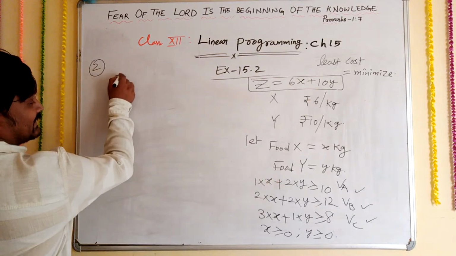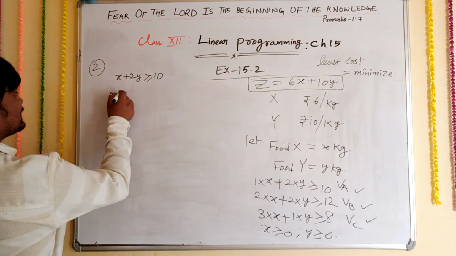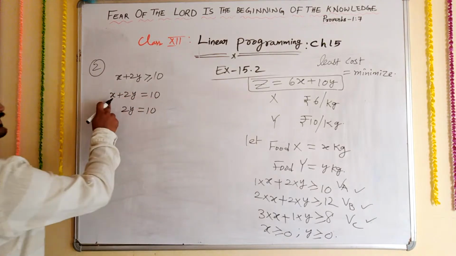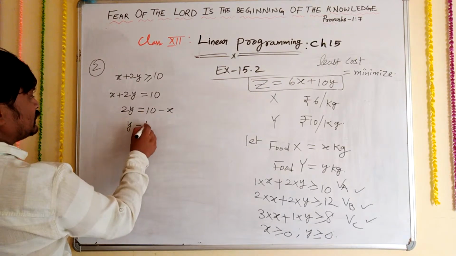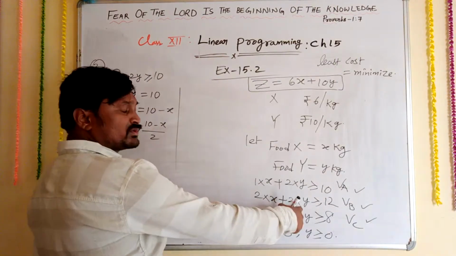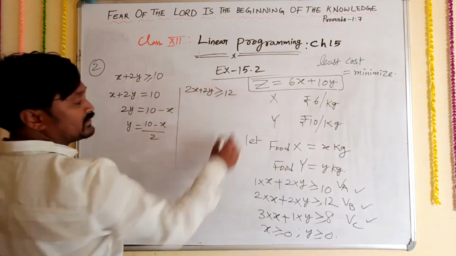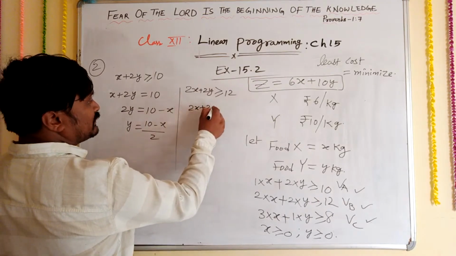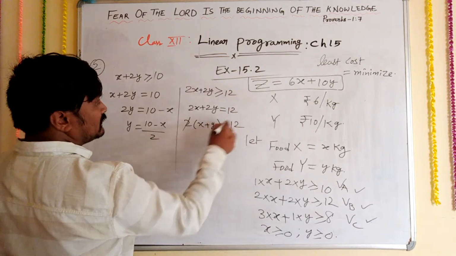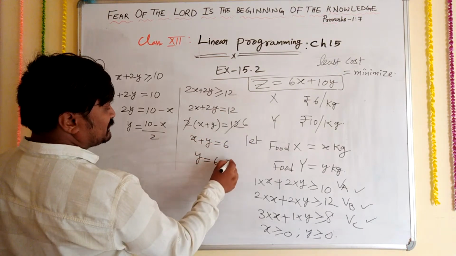So X plus 2Y is greater than or equal to 10 is the first. So X plus 2Y is equal to 10, right? 2Y is equal to 10 minus X, moving X to the other side. So Y is equal to (10 minus X) upon 2. Same method for the other equation, 2X plus 2Y greater than or equal to 12. That means 2X plus 2Y is equal to 12. Taking 2 common, X plus Y is equal to 6. Y is equal to 6 minus X.